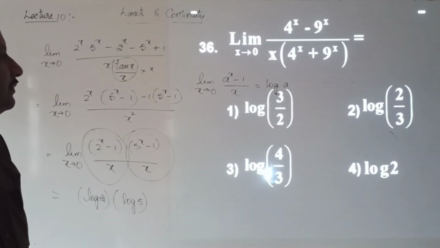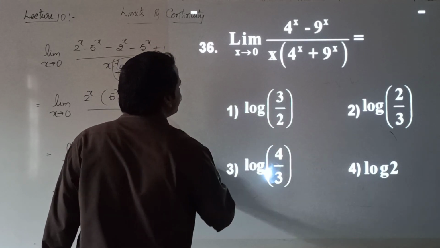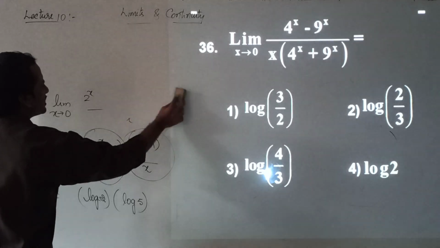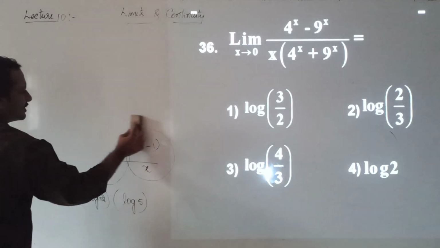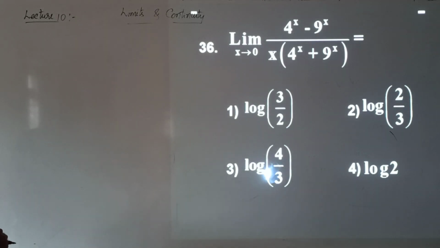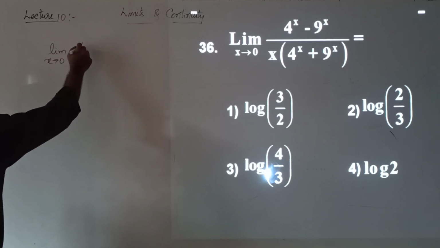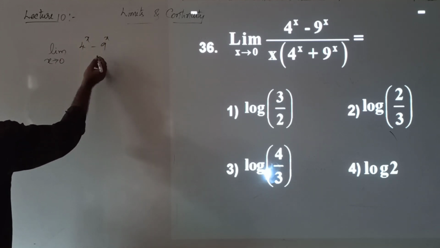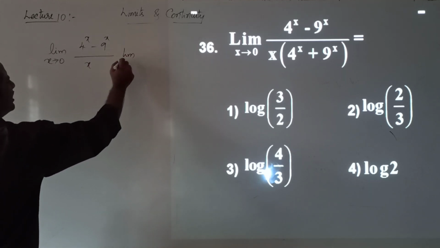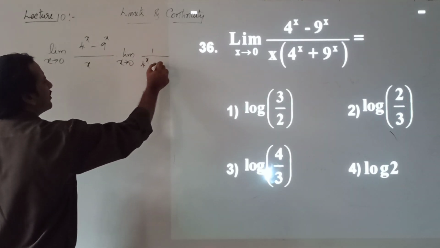Then 36. Limit x tends to 0, (4 power x minus 9 power x) divided by x into (4 power x plus 9 power x). I can directly write the given problem in this way. Limit x tends to 0, (4 power x minus 9 power x) divided by x into limit x tends to 0, 1 by (4 power x plus 9 power x).